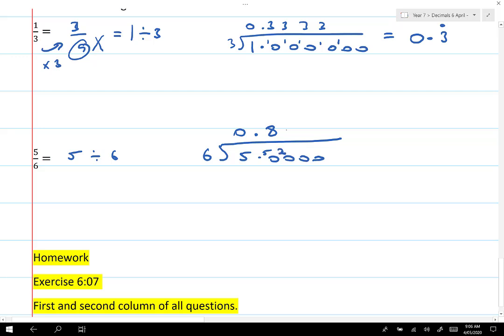6 into 20, 3 times, remainder 2. Uh-oh. 6 into 20, 3 times, remainder 2. And once you start to feel like a broken record, you can stop, because you know you found the pattern. 0.83 recurring.